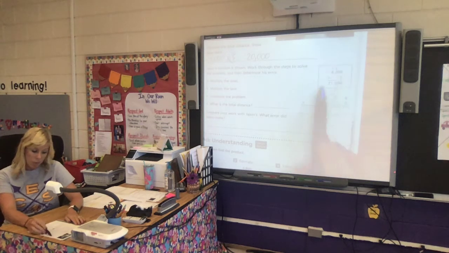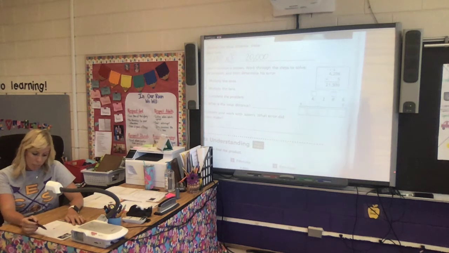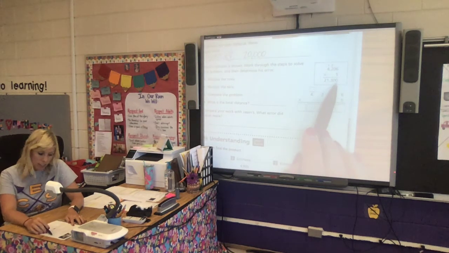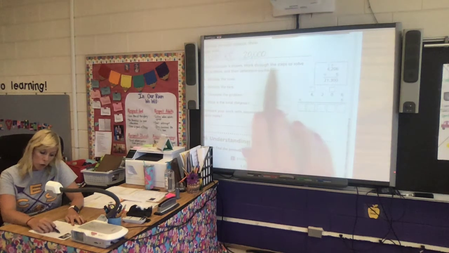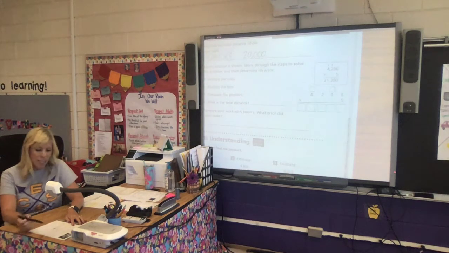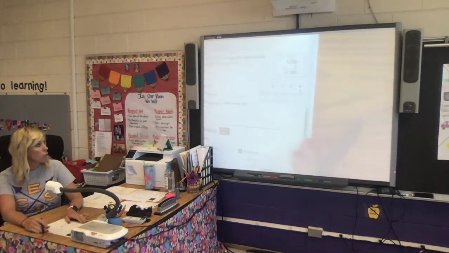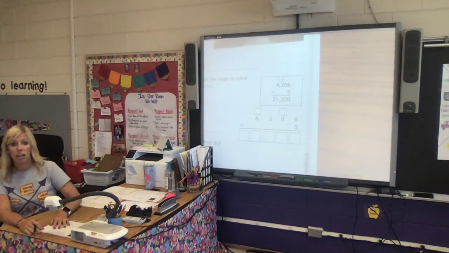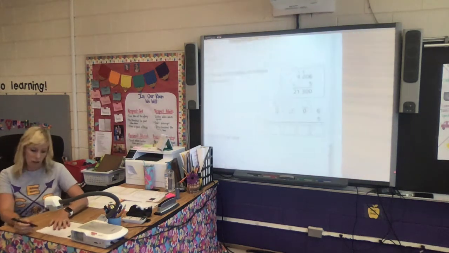Now, this example says his solution is shown. This is Jason solving it. Work through the steps to solve and then determine his error. So we're going to look and see what error he might have made, and probably it's one that we might make on accident sometimes.